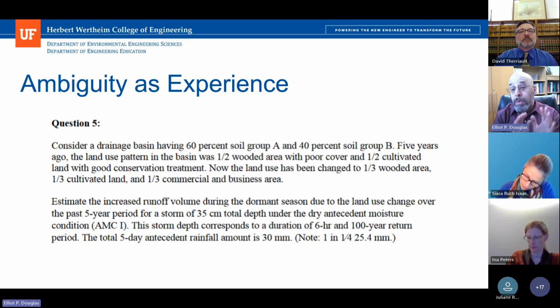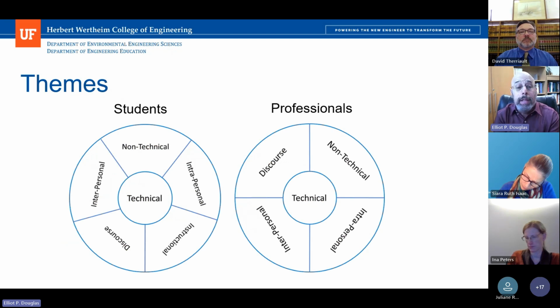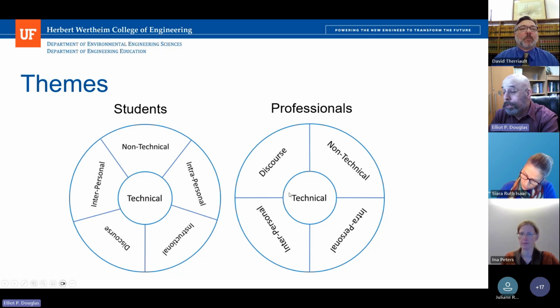Our idea, and we have a lot more work to do, but one of our thoughts is, if we start from this point and say, these are the pieces of ambiguity, and we know the kinds of difficulties students have, we can start to create problems that have technical ambiguity or discourse or non-technical ambiguity in different ways to help students learn and understand how to deal with problems. So with that, I think we're going to go into the discussion, and Sierra, let us know what we need to do next. I will stop my share.